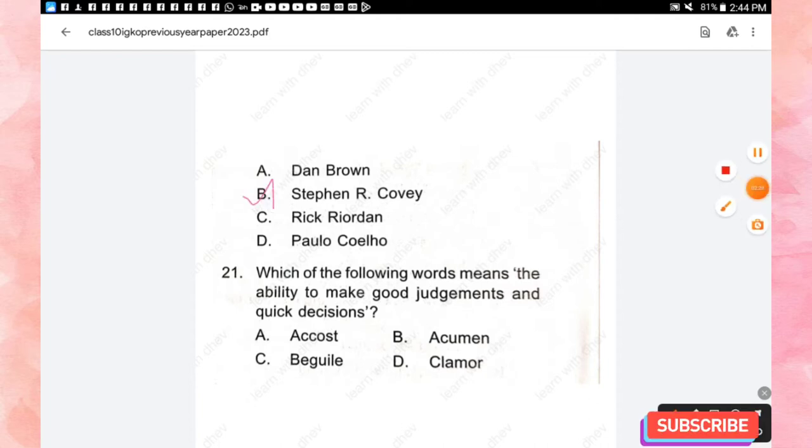Question number 21. Which of the following words means the ability to make good judgments and quick decisions? Option A, accost, acumen, a beguile, clamor. The right answer is option B, acumen.